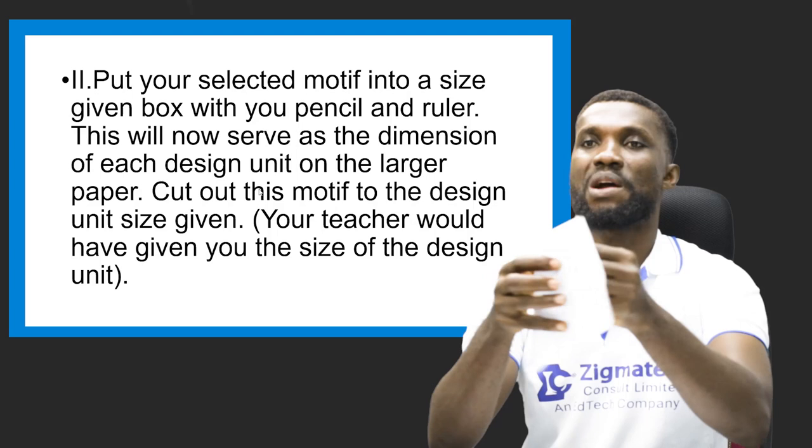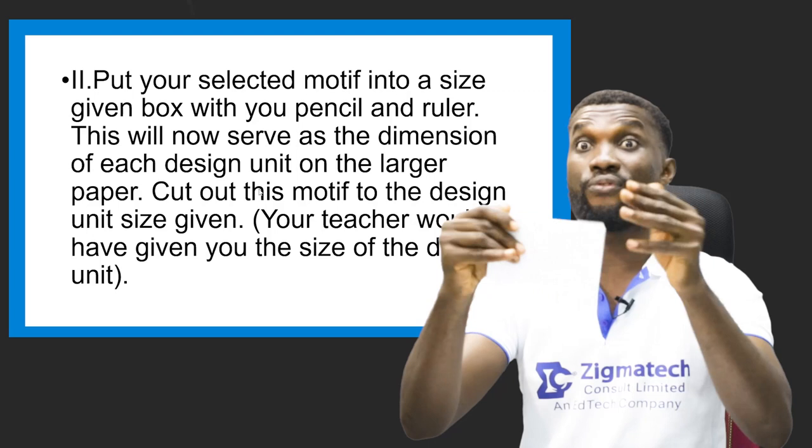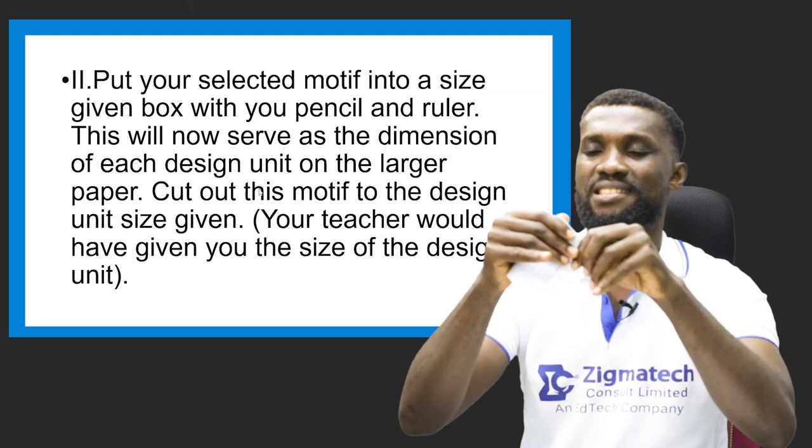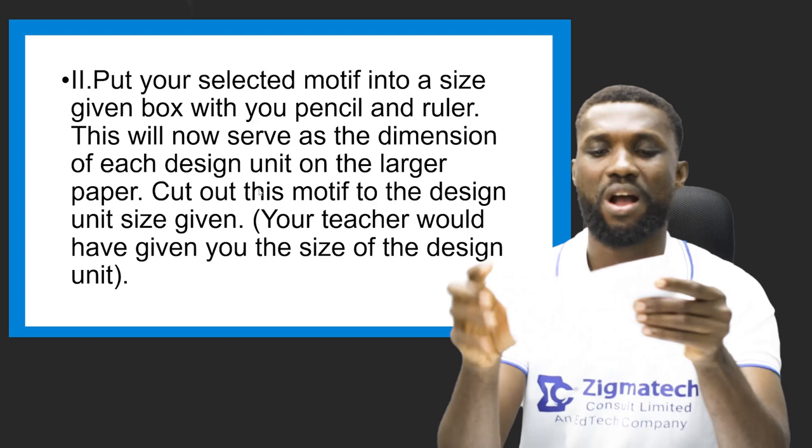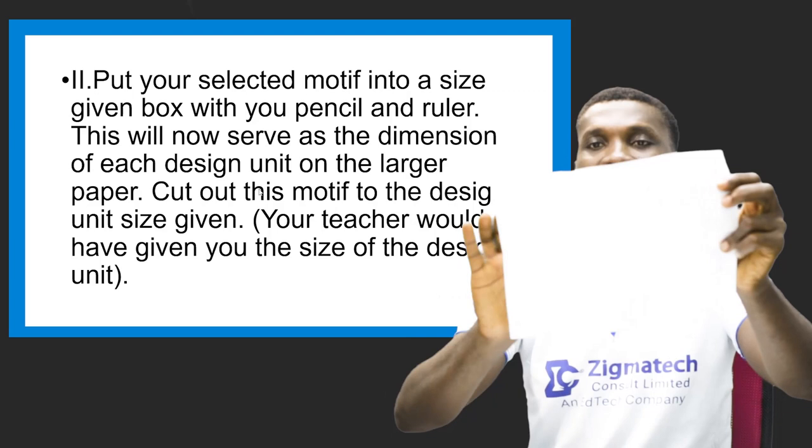If you break it again, this will give you 4. And if you break it again, it will give you 6. So we'll be working with this, the 6th size. You understand? Which means if I should open this, I'll have 6 square boxes. Is this 6 or 8? 8 rather. 1, 2, 3, 4, 5, 6, 7, 8. 8 boxes.